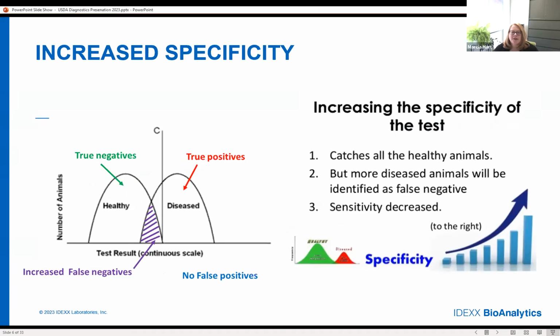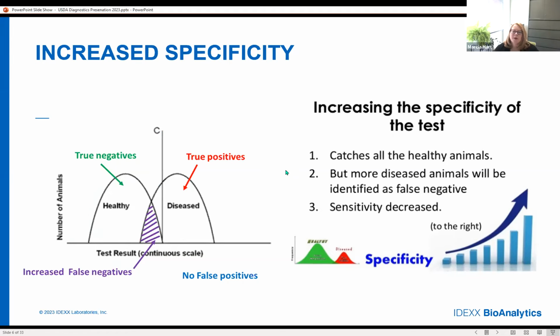When I look at specificity, it's the converse. When I set my assay cutoff to have a high specificity, I'm going to capture all of the true negative animals, but I'm also going to capture negatives and positives in this overlap or gray zone. So what that results in is that I've captured all of the true negative animals, but I've also increased my false negative rate. So what does that mean in terms of testing?